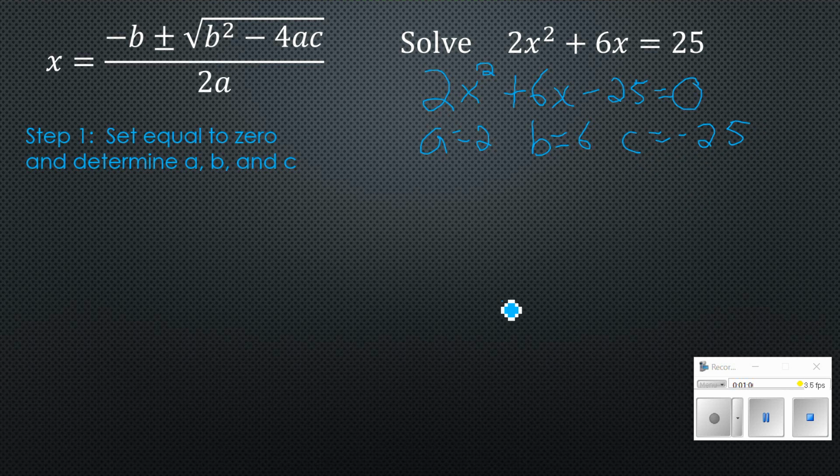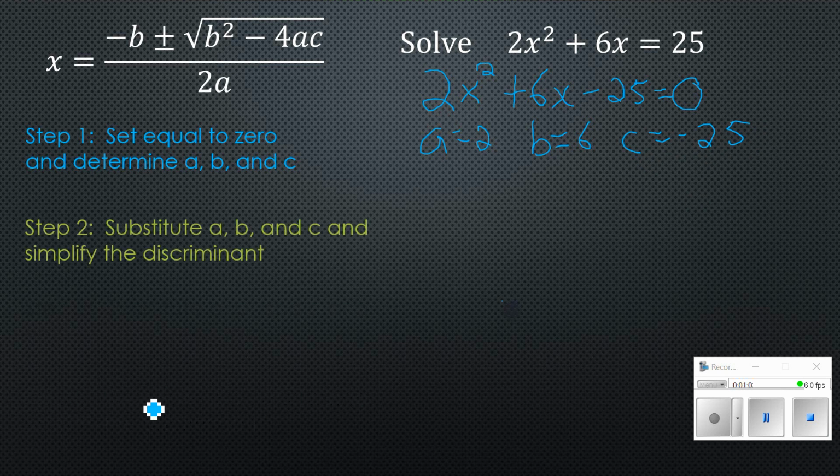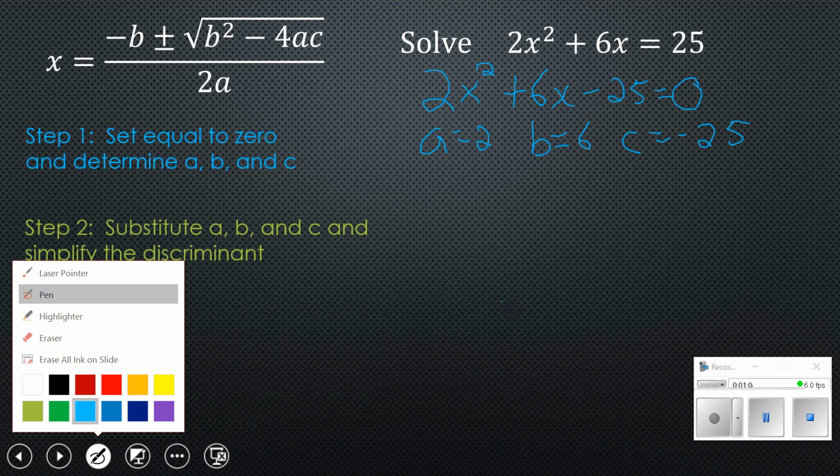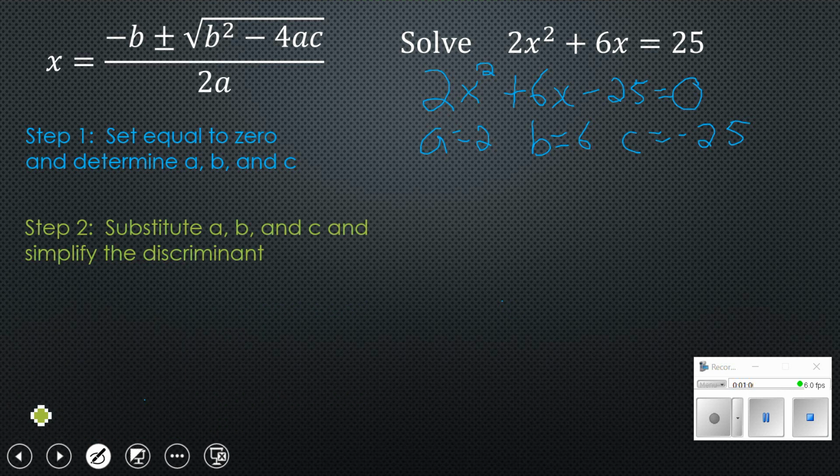Okay, fantastic. So our next step is to substitute A, B, and C and simplify the discriminant. We're going to substitute them into our formula up here. Our substitution looks like this. We have x equals, now it says negative b in the formula, so if b is positive, we're going to make it negative. Negative 6, and then we have our plus or minus, and then the square root.